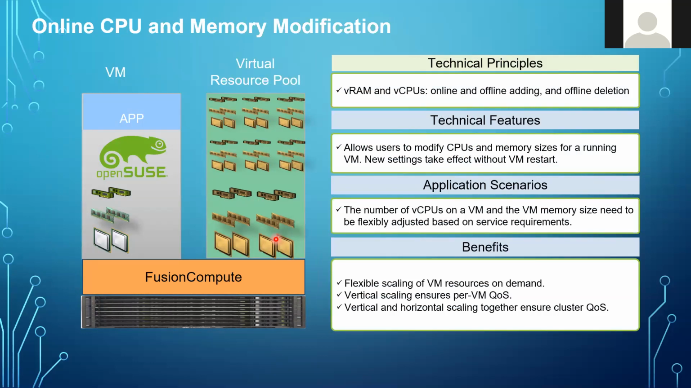Online CPU and memory upgrade. If you want to add some CPU and memory to the VM, it is possible, and you don't need to restart the VM. Offline is obviously possible. We can do offline as well, but if your VM is in production and you want to add some memory and CPU, it is possible. You can hot add memory and CPU. You just add the memory and CPU, and the VM will be using more CPU and memory. So no need to restart. So it is very flexible. Very easily we can add this.